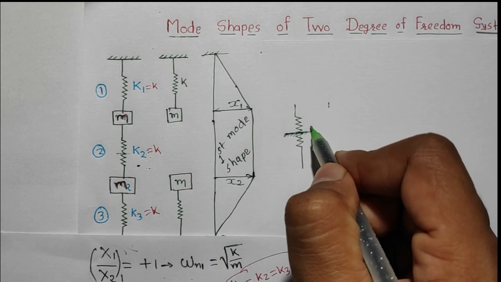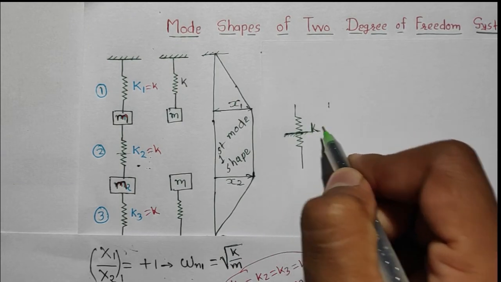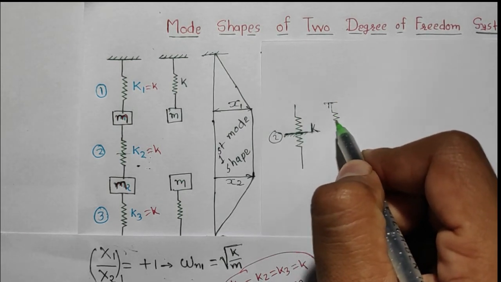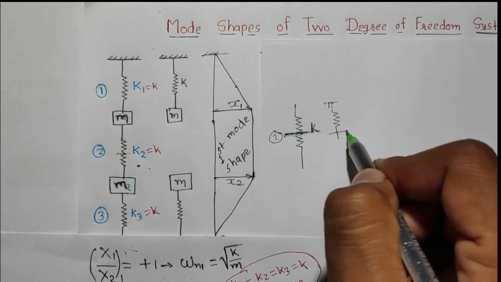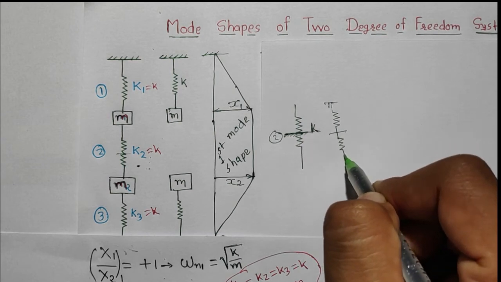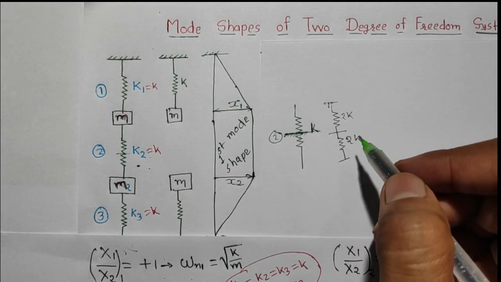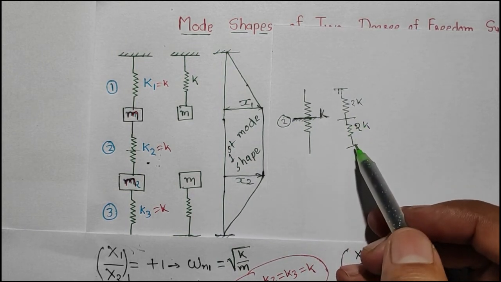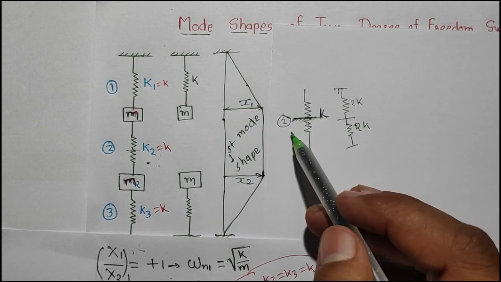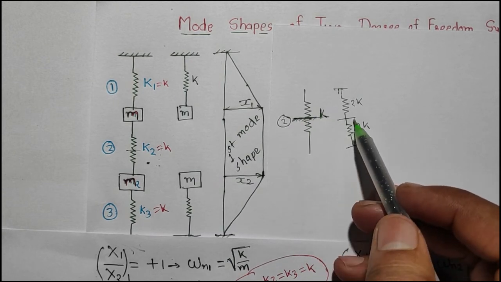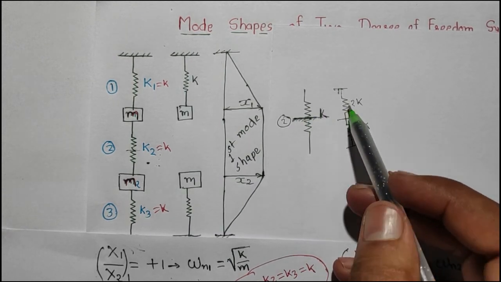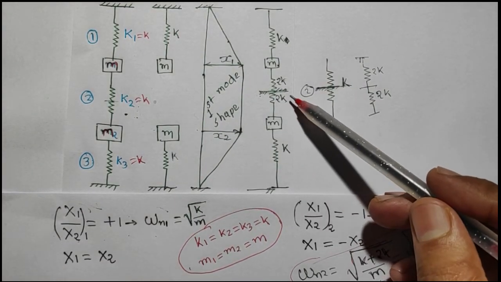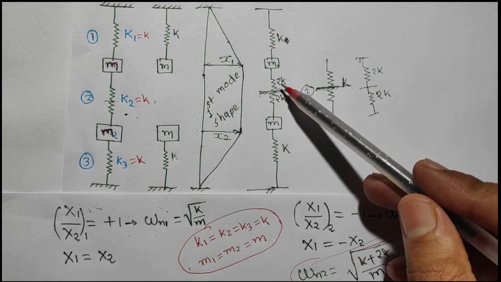If the stiffness of this spring is K, and we divide the spring into two, we know that when a spring is cut into two, its stiffness is doubled. So here spring 2 stiffness is K, and if we cut it into two halves, then the stiffness of both halves is 2K. When this intermediate or second spring is cut into two, the stiffness is doubled.